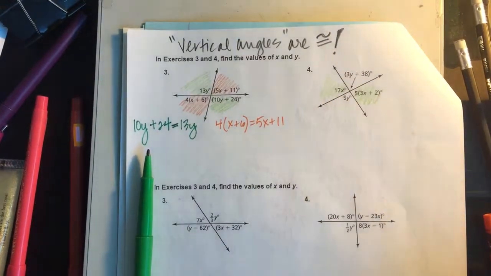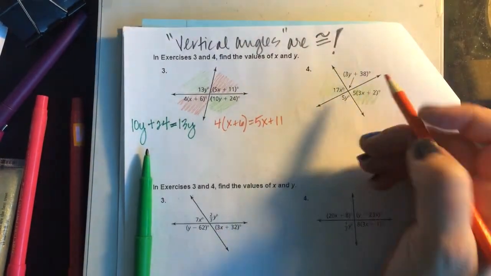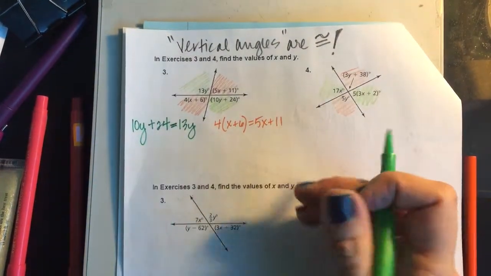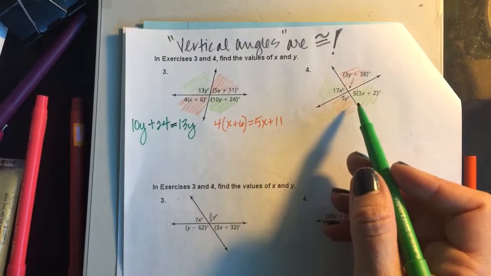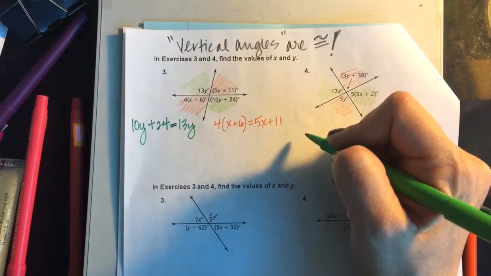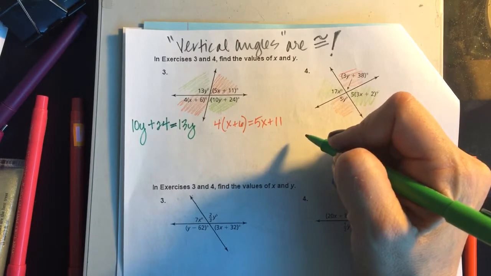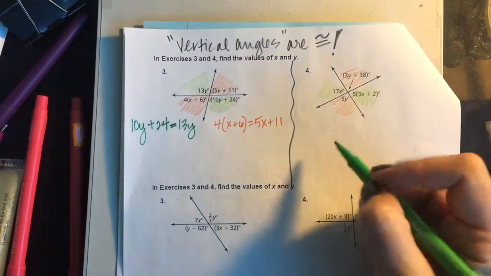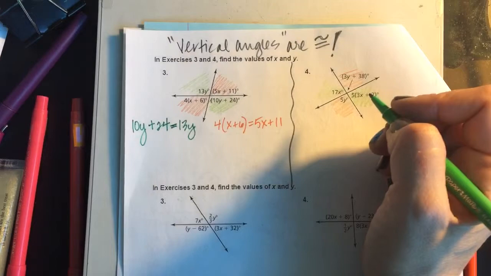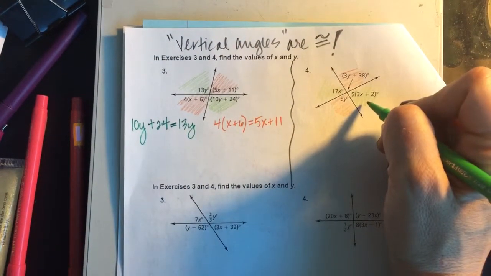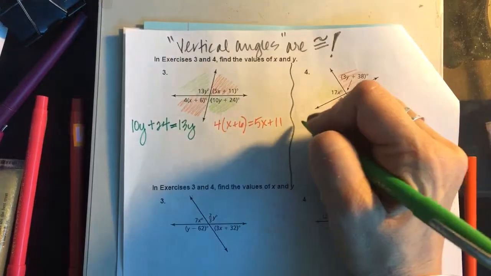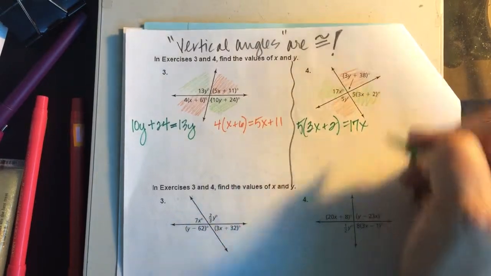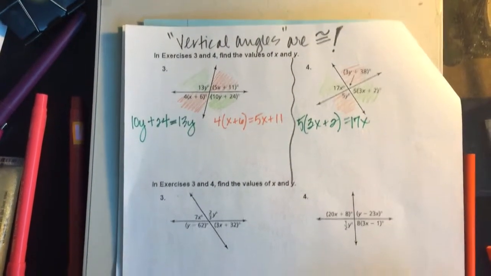Vertical angles are congruent to each other. Just using my orange and green again. Vertical angles are congruent to each other. So how about in green? What equation is suggested if these guys are congruent to each other? Y is 8. 5 times the quantity 3x plus 2 equals 17x. Y might be 8, but until I do some work, I'm not going to know.